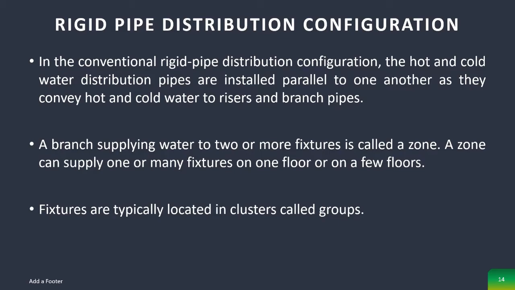A branch supplying water to two or more fixtures is called a zone. A zone can supply one or many fixtures on one floor or on a few floors. Fixtures are typically located in clusters called groups. From the word rigid, the common piping material used here is mostly metal or thermoplastic, and it can also be copper or steel.